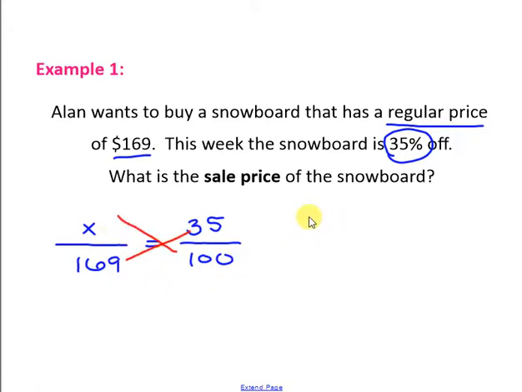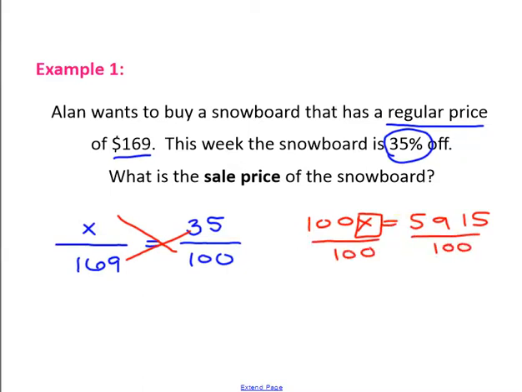So 100 times x is 100x. And then I'm going to use my calculator to do 169 times 35, and I'm going to get 5,915. Box the variable, divide both sides by 100. This is going to cancel, and I'm left with x equals, and when you do this division, you're going to get $59.15. Now, what this means is this is how much of a discount you're going to get.